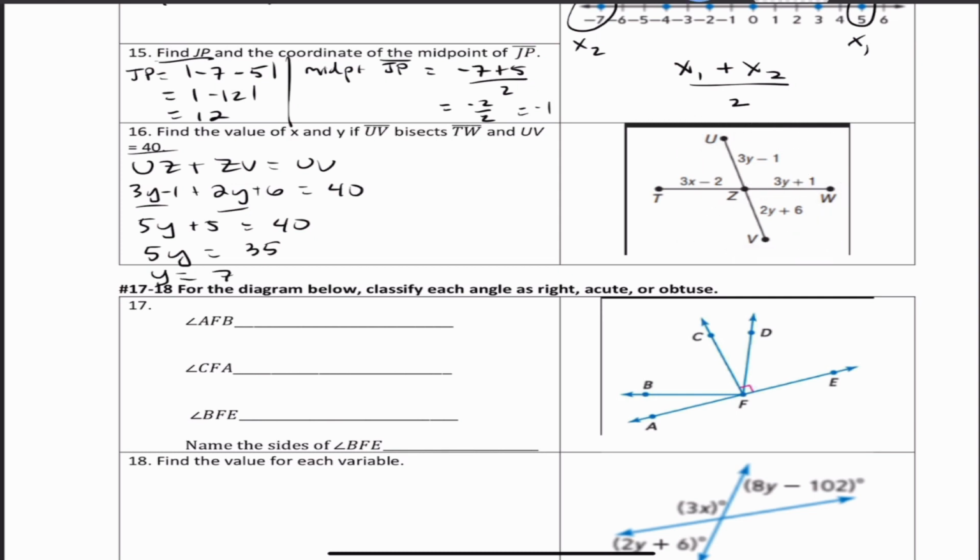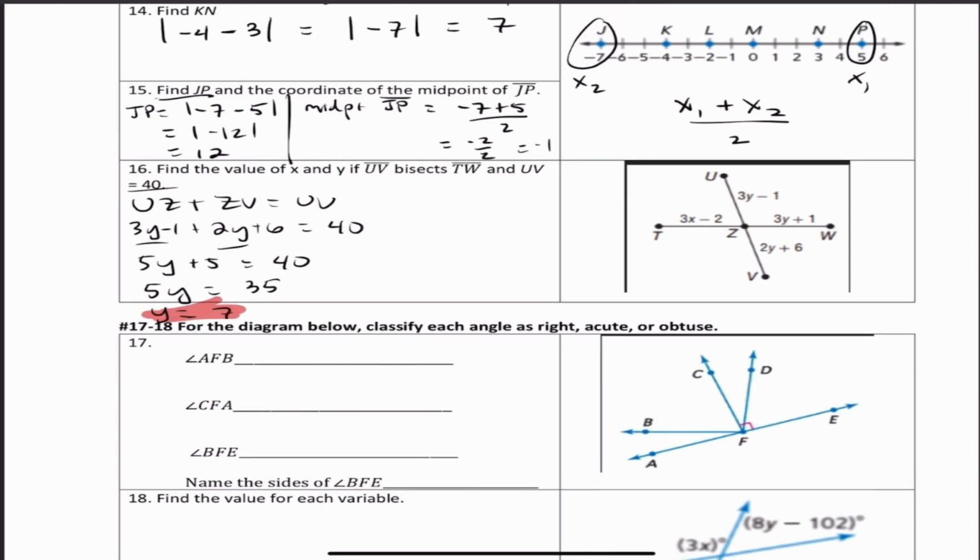Because we found that y is equal to 7, I can replace that y with 7. So that's going to be 3 times 7 plus 1. So 3 times 7 is 21 plus 1 is 22. So I don't really need this anymore because I know that this segment here is 22. And recall that, again, this segment and this segment are congruent due to the fact that UV is the bisector of TW. So I can set up my equation as follows.